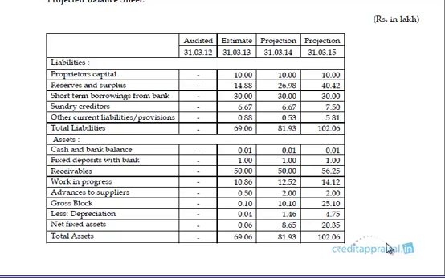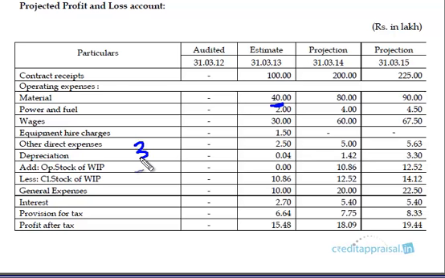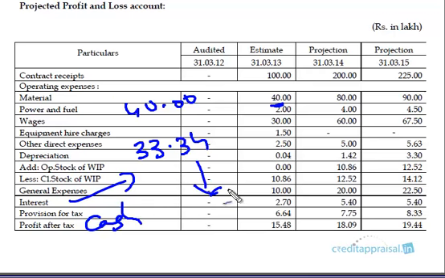Similarly, let us look at another item, say material. You add up the material for all these 6 months, you're going to get 33.34. But if you go to the P&L account for 12-13 and look at the materials, it's 40 lakhs. So in the cash budget it is 33.34, whereas in the P&L account it is 40 lakhs. What is the reason? The company has paid in cash for the material of 33.34. It is yet to pay the balance of 6.66.